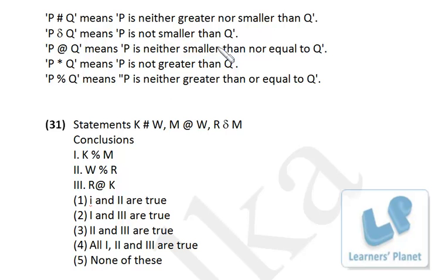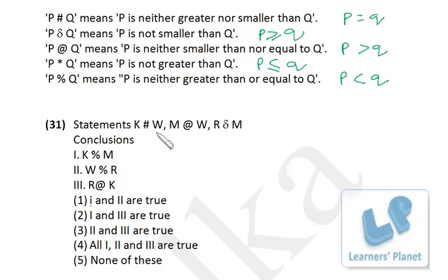Now P is neither greater nor smaller than Q, that means P is equal to Q. P is not smaller than Q, that means P is greater than equal to Q. P is neither smaller than nor equal to Q, that means P is greater than Q. P is not greater than Q, that means P is less than equal to Q. P is neither greater than nor equal to Q, that means P is less than Q. Okay.